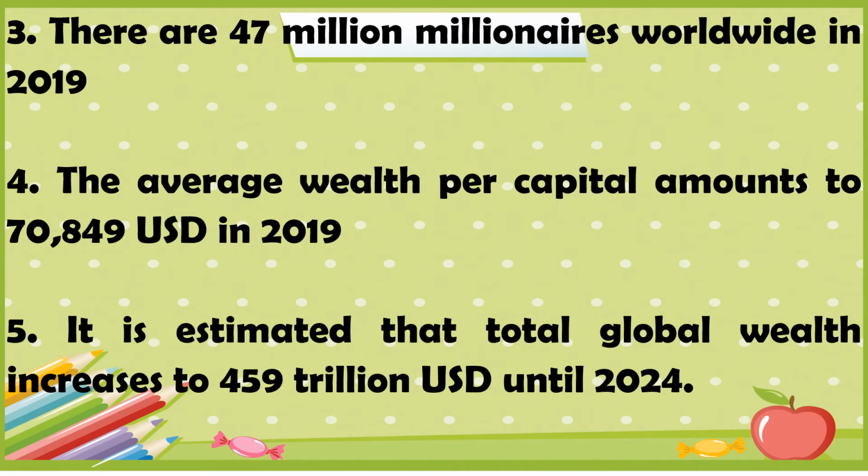Third, there are 47 million millionaires worldwide in 2019. Fourth, the average wealth per capita amounts to 70,849 US dollars in 2019. And fifth, it is estimated that total global wealth will increase to 459 trillion US dollars until 2024.